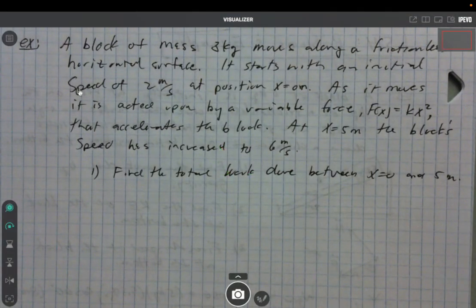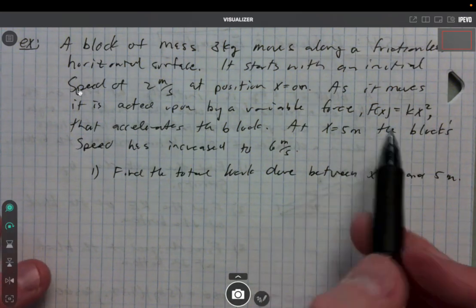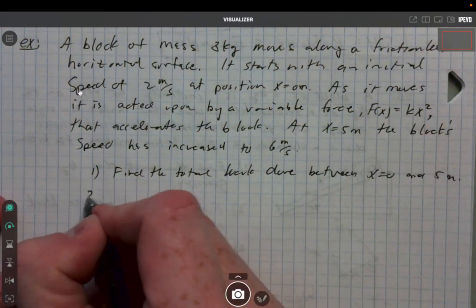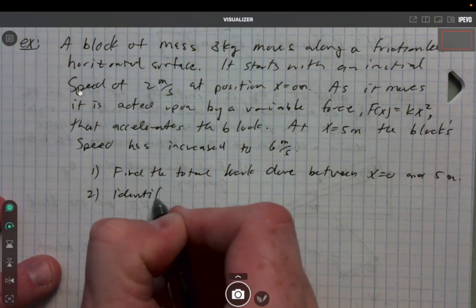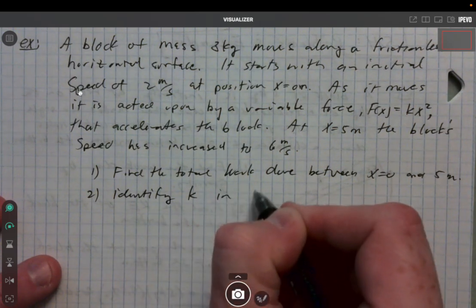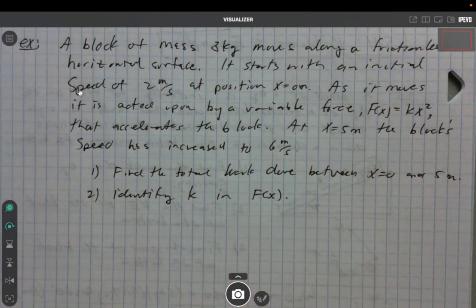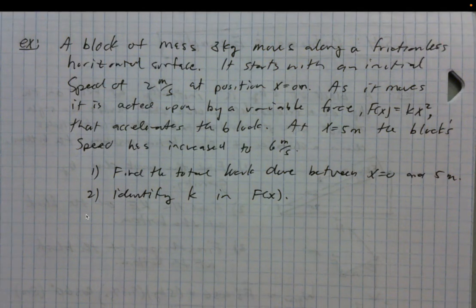And then secondly, let's identify this constant in the variable force function. So let's identify k in f of x. We need to figure out what that constant is, right? So it's kind of like a spring constant, but it's not really, because this is k times x squared. So it's proportional to the square of the displacement. So it's a little different, right?